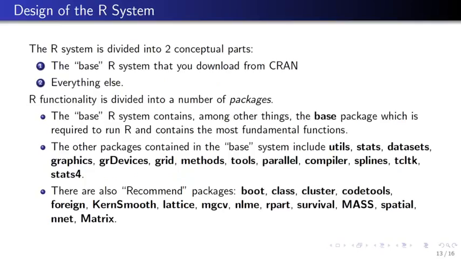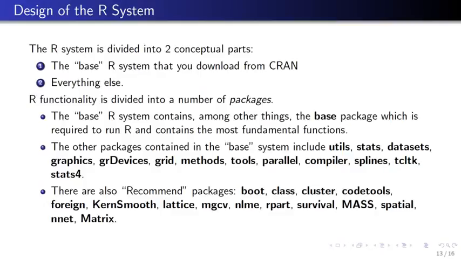So the basic R system is divided into, we can think of, two conceptual parts. There's the base R system that you download from CRAN, which is the Comprehensive R Archive Network, and that's kind of the go-to place for all things R. And then there's kind of everything else. And so the base system contains what's called the base package, which has all the low-level fundamental functions that you need to run the R system.